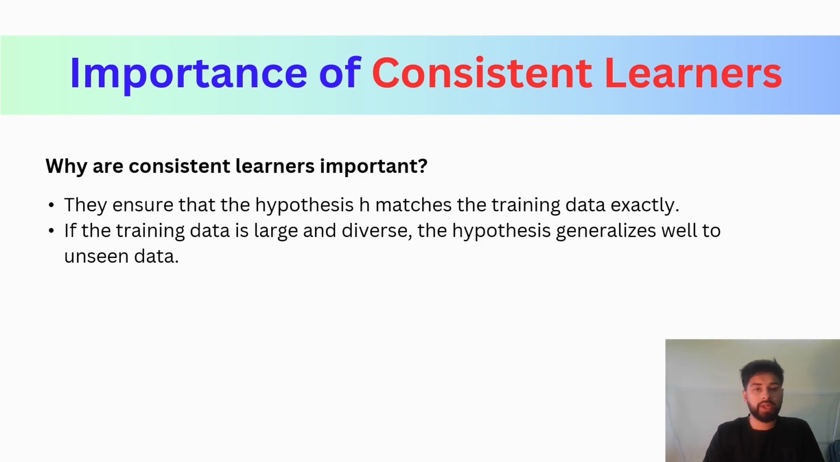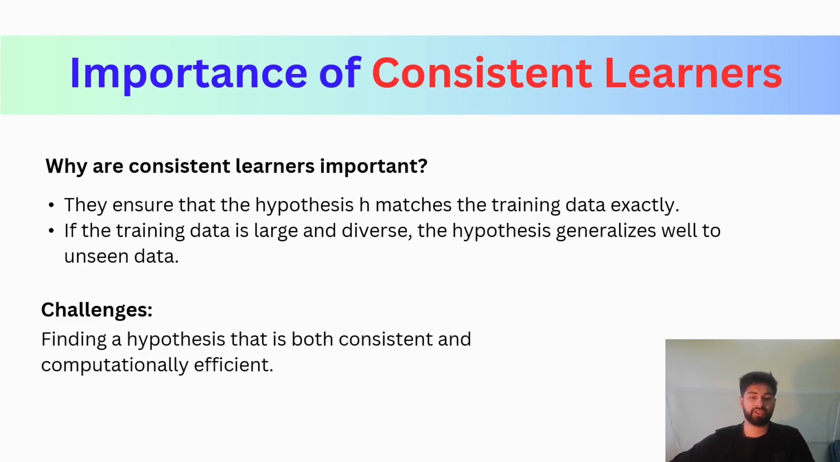So let's now talk about the importance of consistent learners. Consistent learners are important because they ensure that the hypothesis aligns with the training data. If the training set is diverse enough, the hypothesis generalizes well to the new and unseen data. However, the key challenge is computational feasibility. Even if a hypothesis exists that fits the data perfectly, finding it efficiently is not always straightforward. In some cases, searching for a consistent hypothesis can be computationally hard.